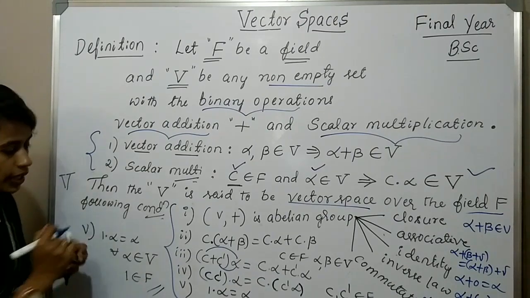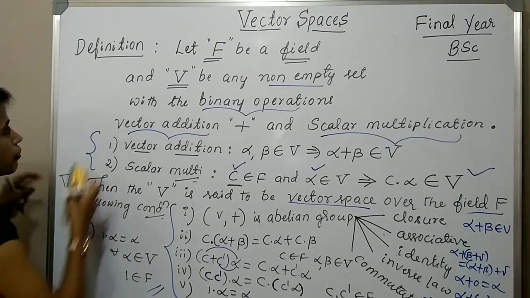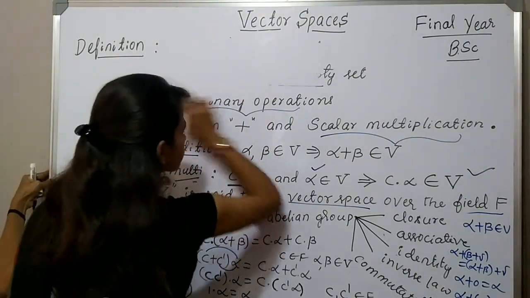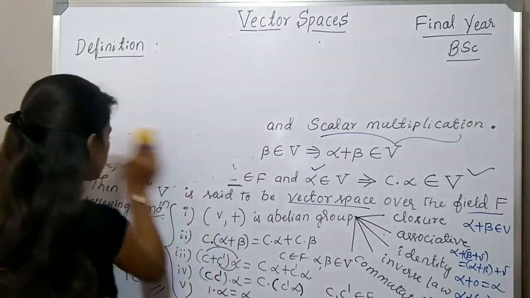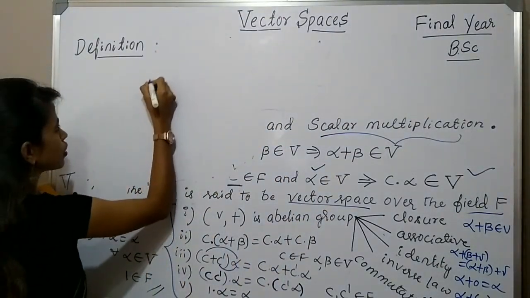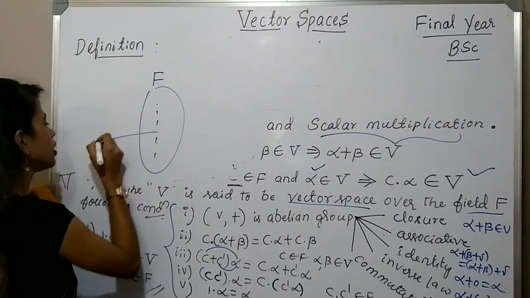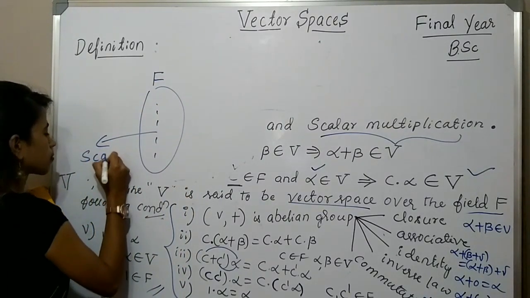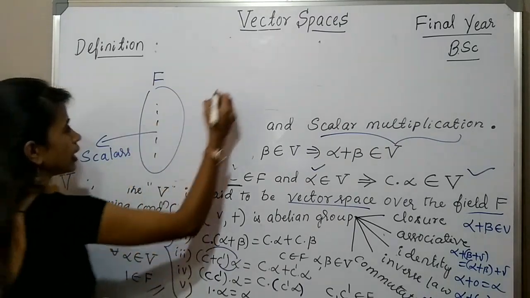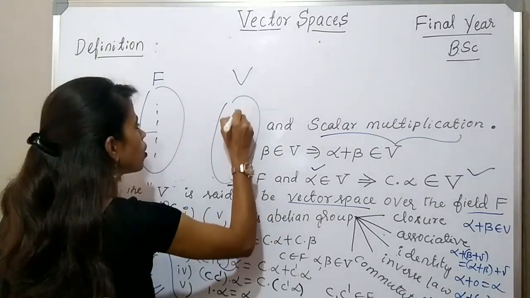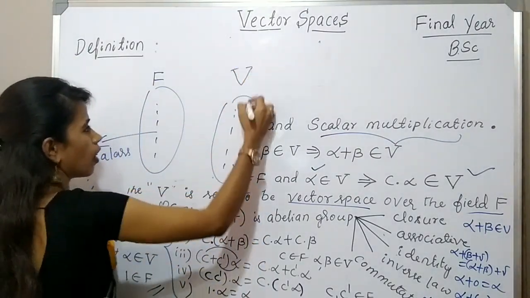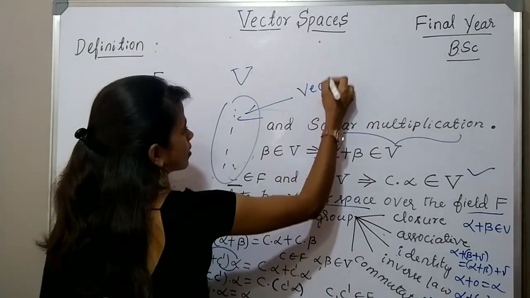Here, all the elements of F are called scalars. Next, all the elements of V are called vectors.